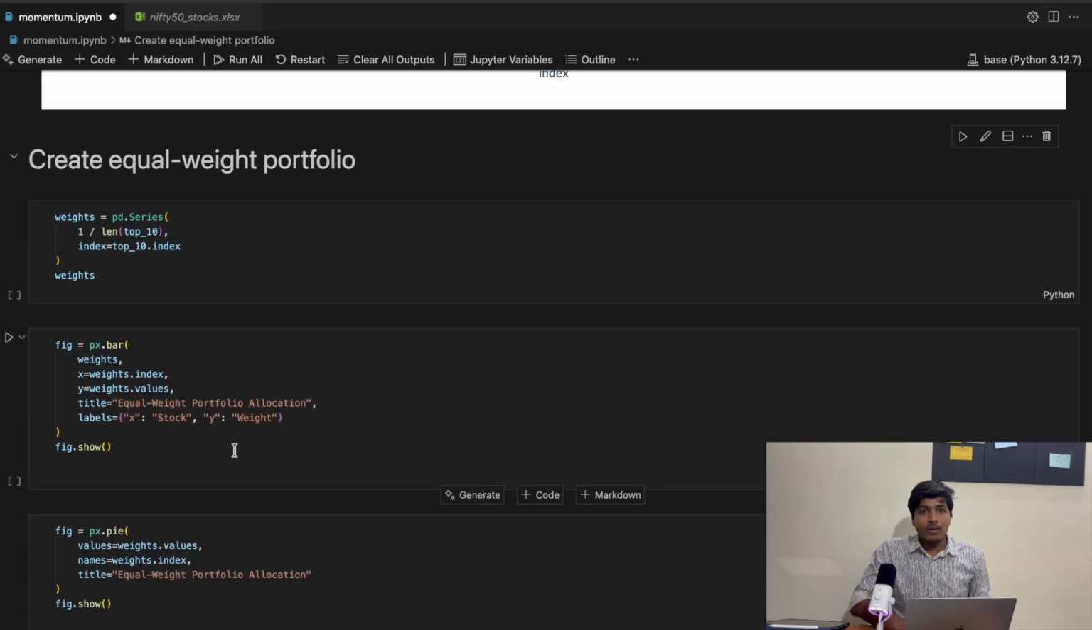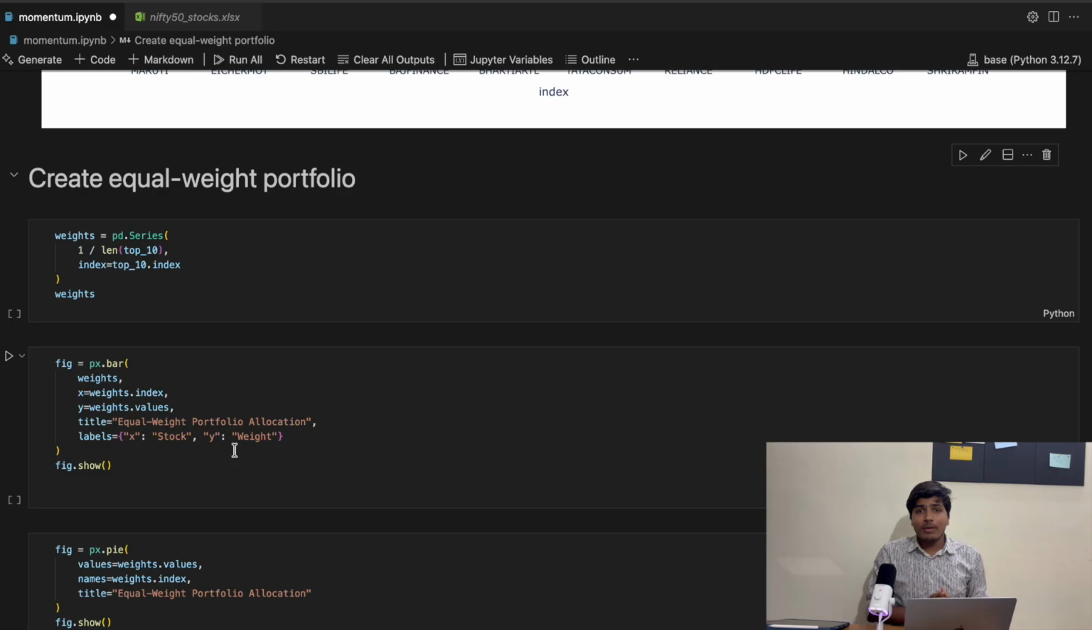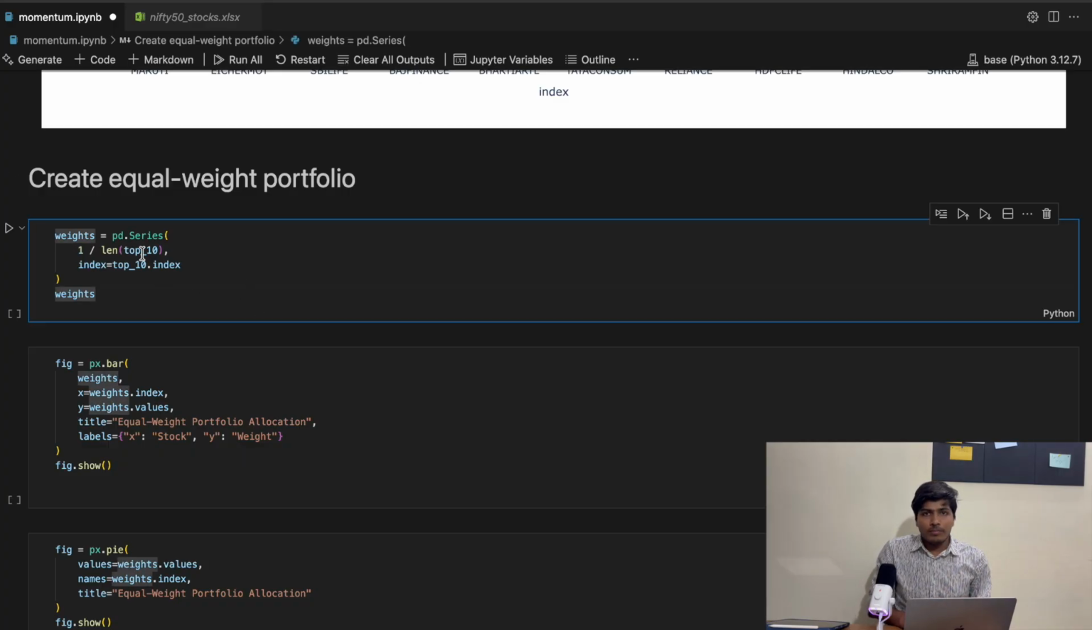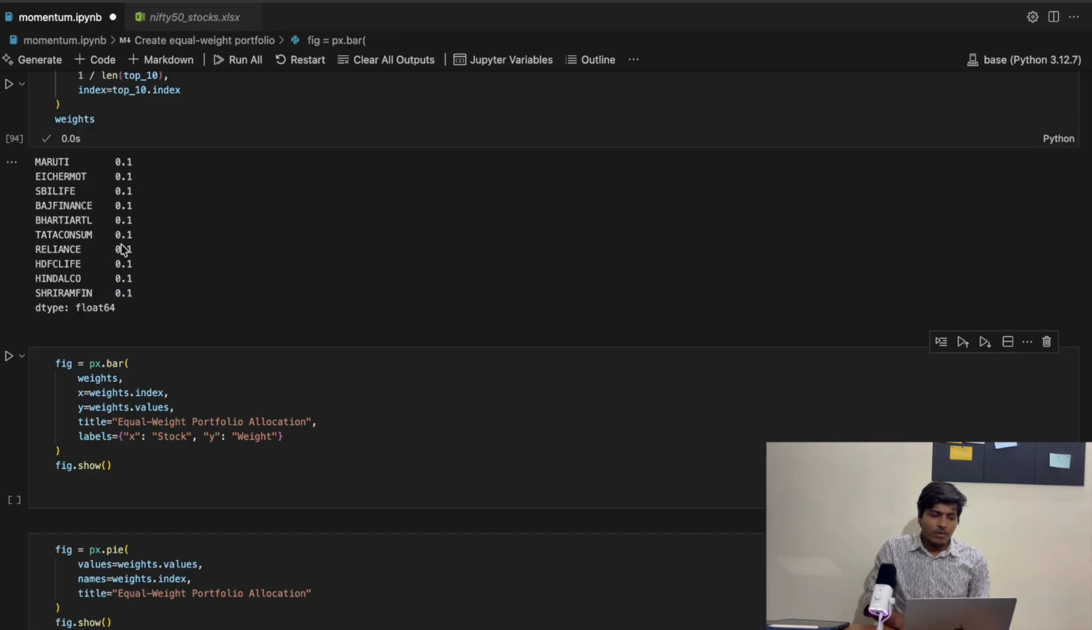Now let's build an equal-weight portfolio. I can make a different portfolio based upon the risk management techniques. For this step, I am using an equal-weight portfolio. So weight will be what? 1 by length of top 10. The length of top 10 is 10, so the weight will be 0.1 for each stock. If you see, it is 0.1 for each stock.